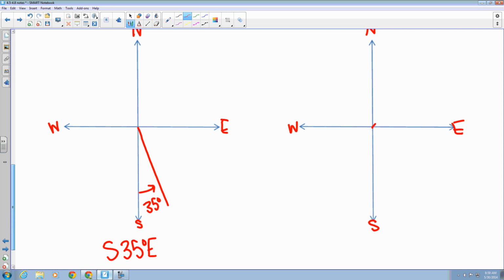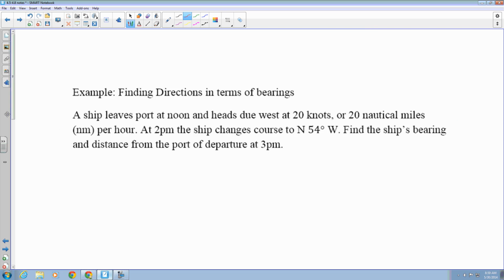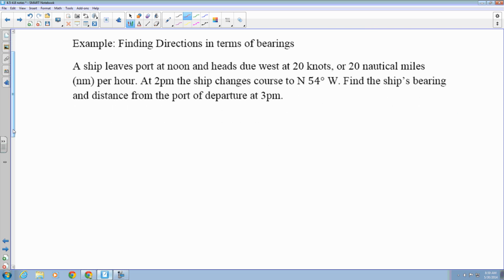Okay, let's have an angle up here. So the angle that we're coming off of is north, 45 degrees in the direction of east. So it's N45E for our bearing. And we have one more example.